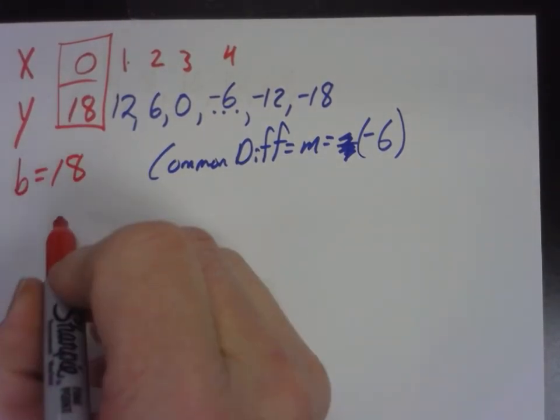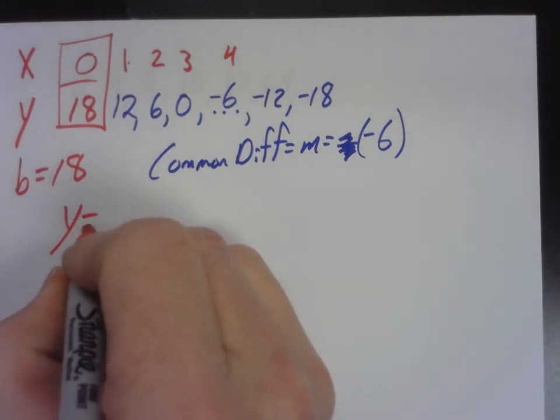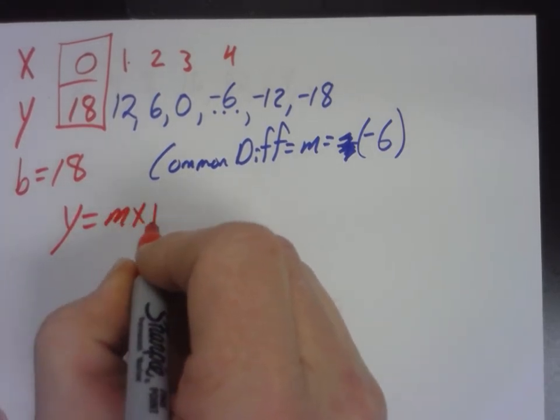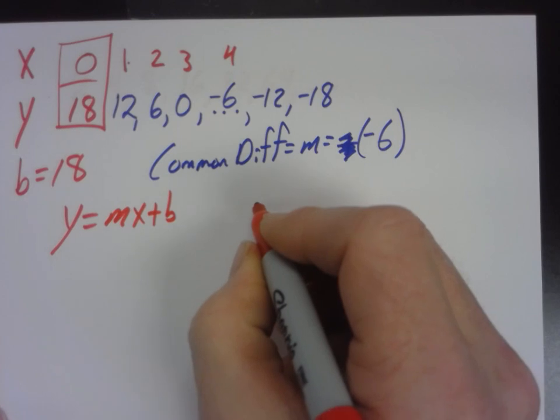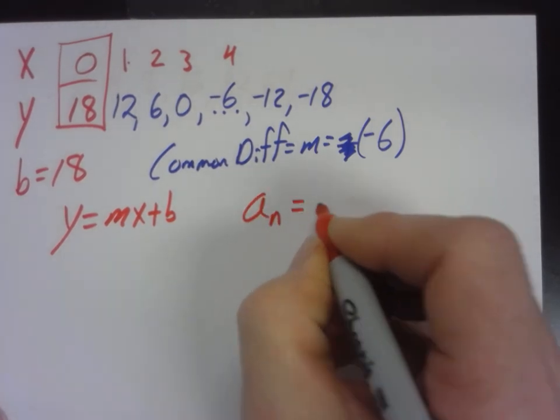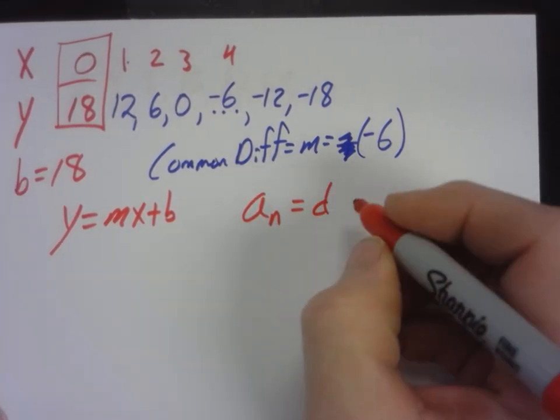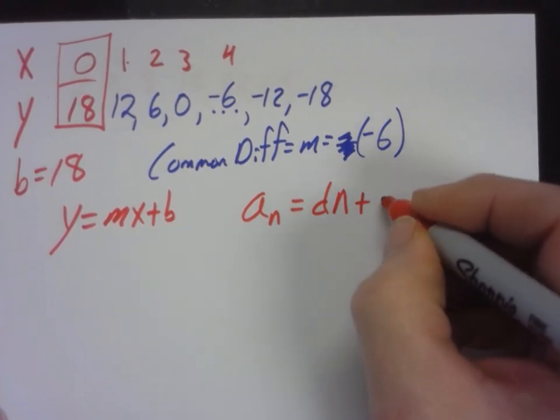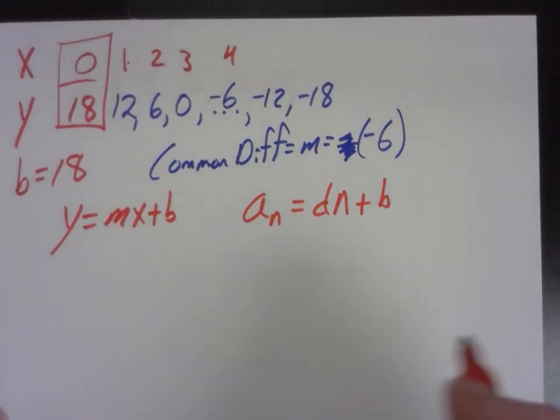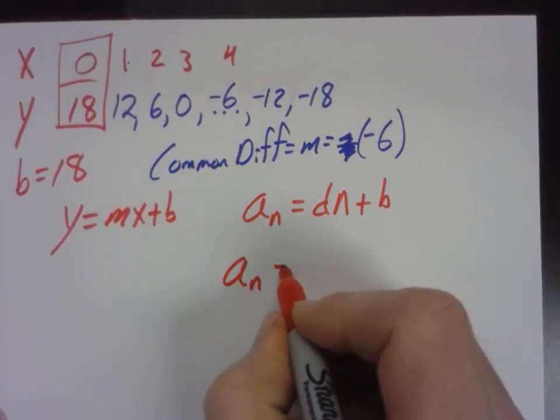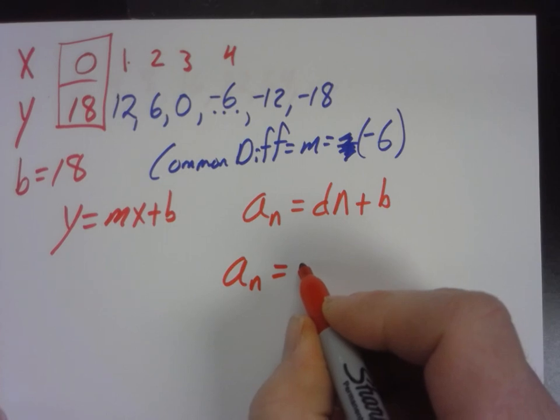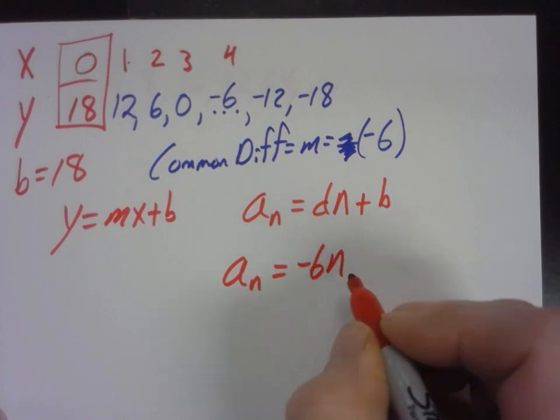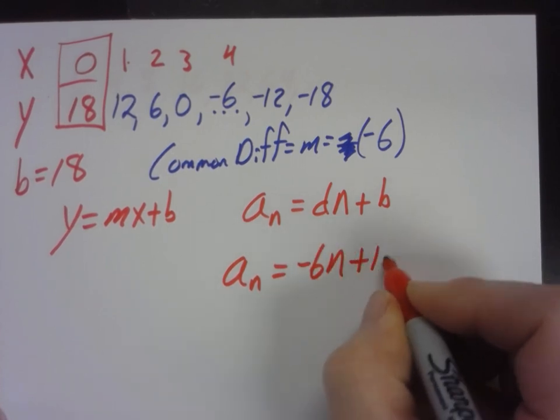So if we start with, well, we could say y equals mx plus b. Or we could say a sub n equals the common difference times n plus, I guess we're still going to call it b, the y-intercept. However you want to say it. In this case, a sub n equals, now what's the slope or the common difference? -6n plus 18.